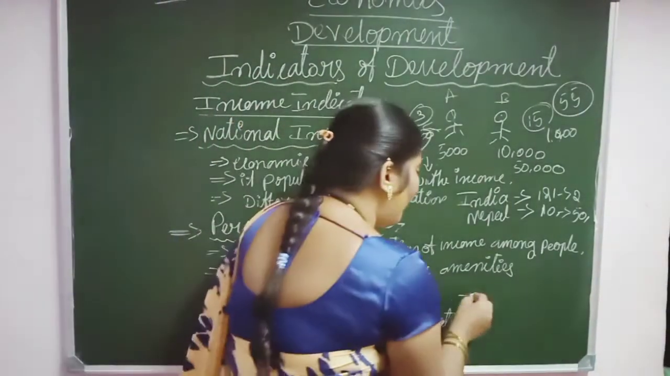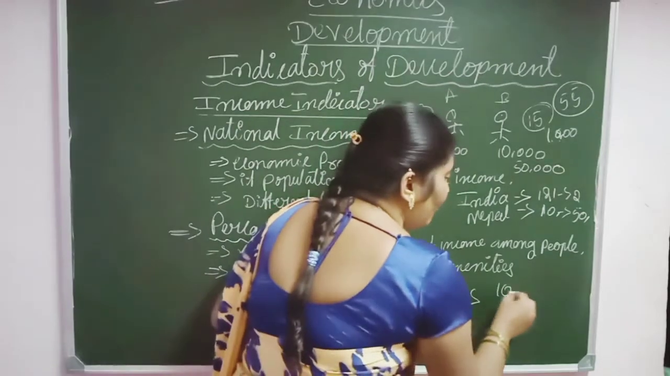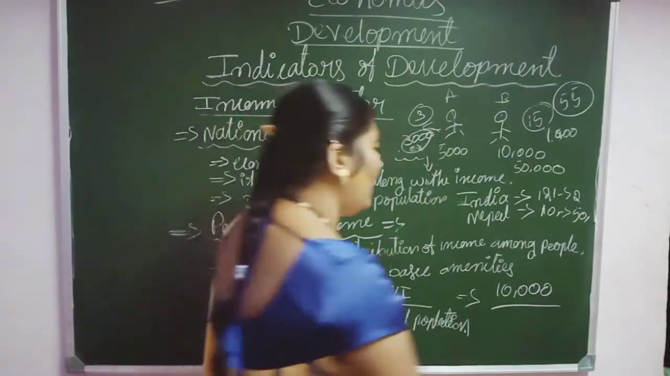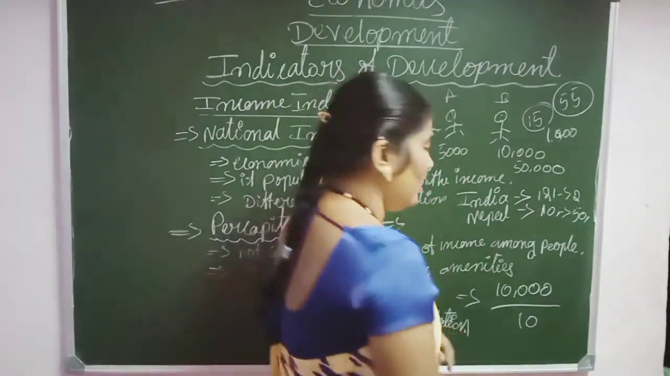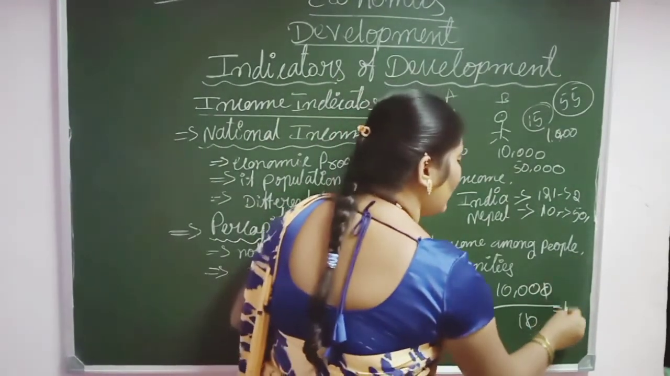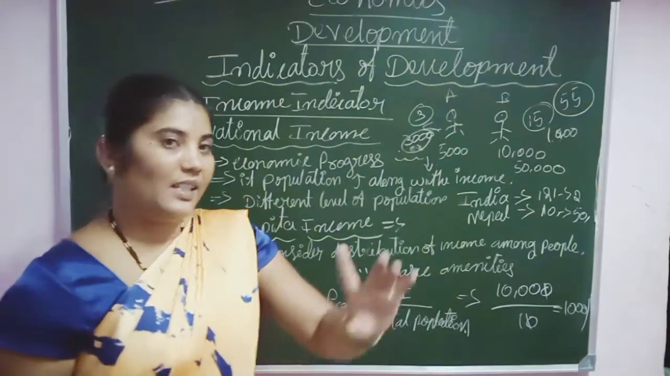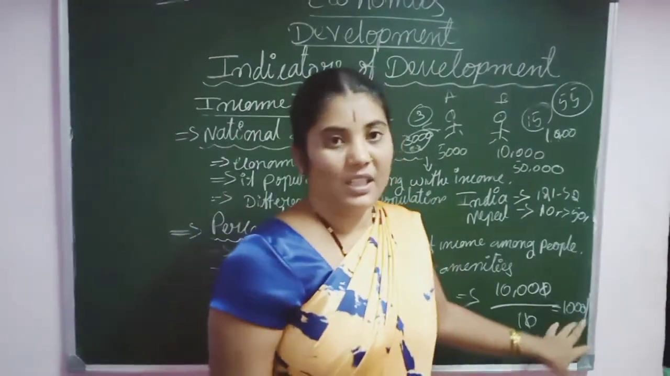How much income does our country have? For example, 10,000. Divided by the total population of the country, which is 10. How much is remaining? 1,000 is the remaining. In a sense, the per person income of our country is 1,000 rupees. It is not correct data.